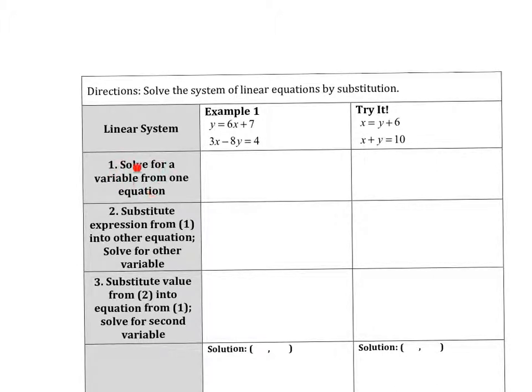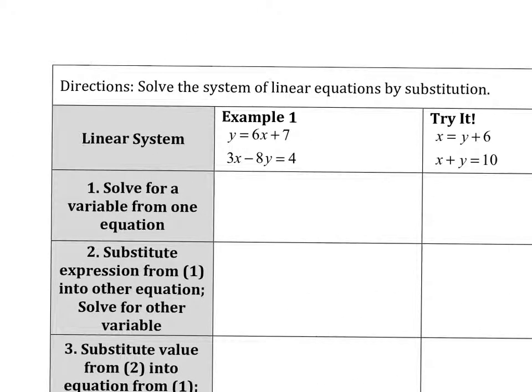So step 1, we're going to solve for one variable from one of the equations. Step 2, we're going to take that expression and plug it into the other equation and solve for the remaining variable. Then we're going to take the value from step 2 and plug it back into step 1, and solve for the second variable. All right, so let's do this.